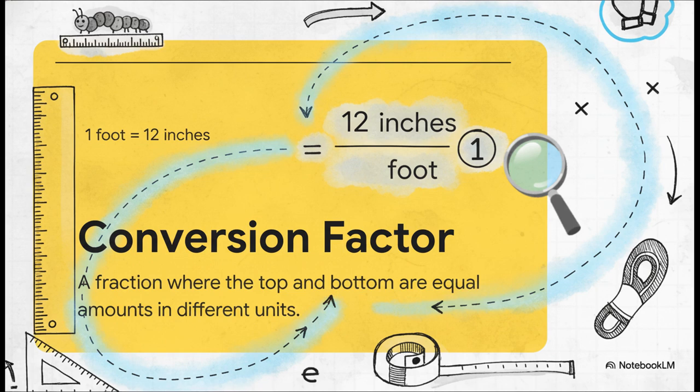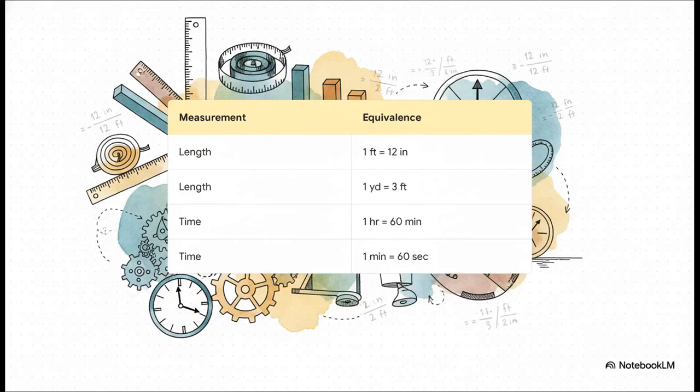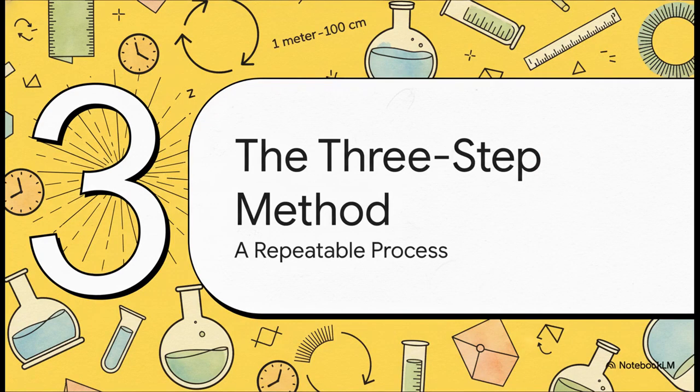It's pure mathematical elegance. And these are the building blocks you'll use, the tools in your toolbox. You already know this stuff by heart, right? 12 inches in a foot, 60 minutes in an hour. Each one of these facts can be turned into 2 different conversion factors, which means 2 clever ways of writing the number 1.